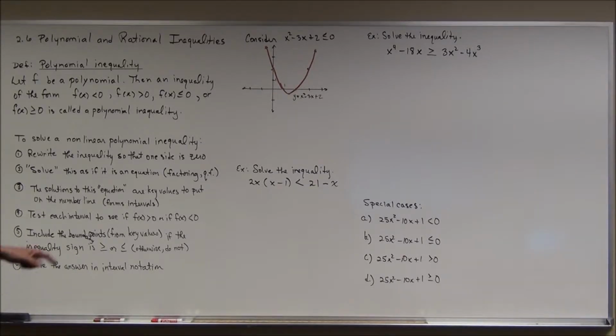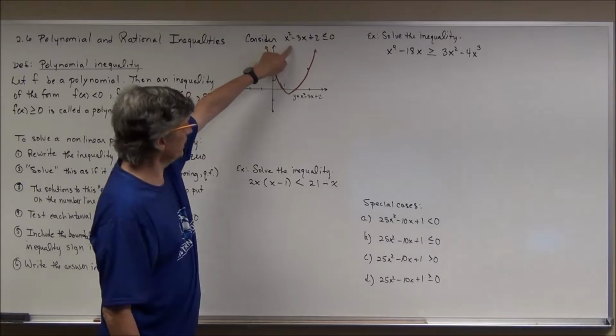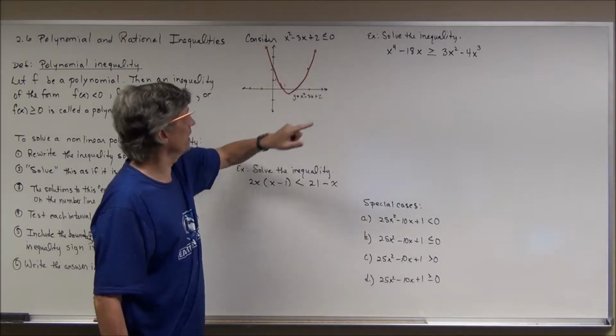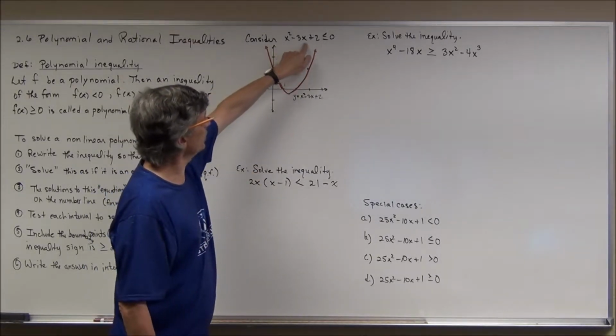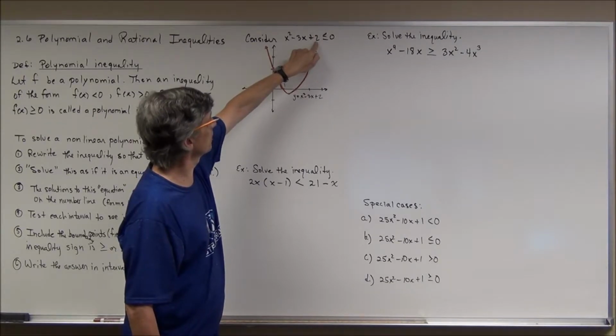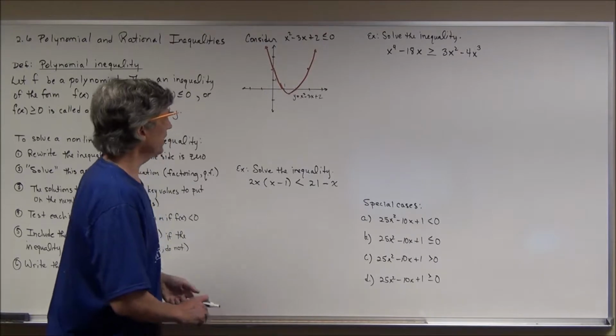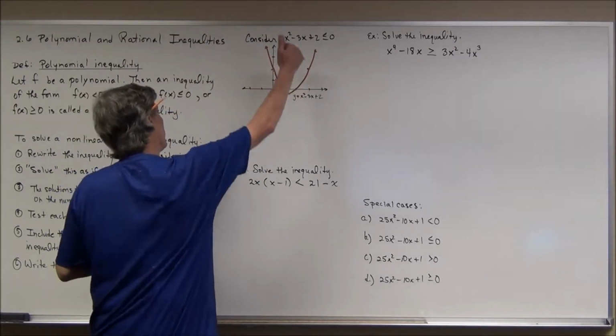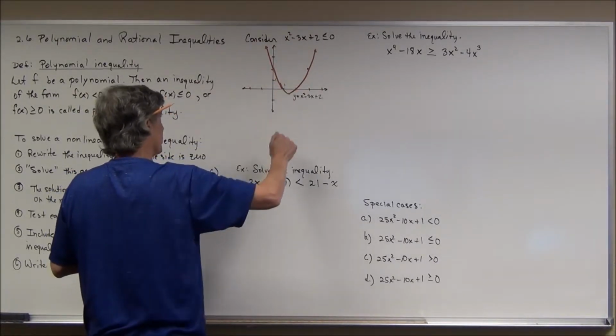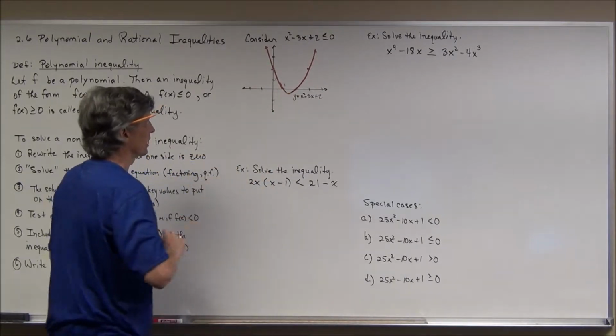Now I have an example up here. This is a quadratic, and I have 0 on one side. If I graph y equals x squared minus 3x plus 2, which I did in this brown-looking parabola here, do you see at times your graph is above the x-axis, your graph is on the x-axis, or your graph is below the x-axis?